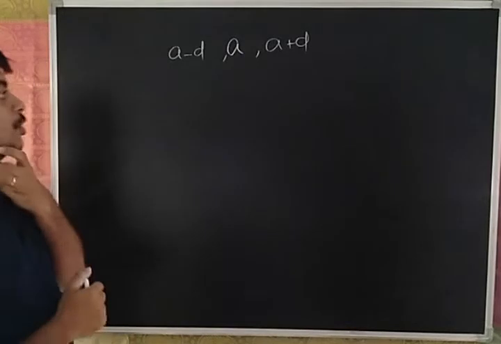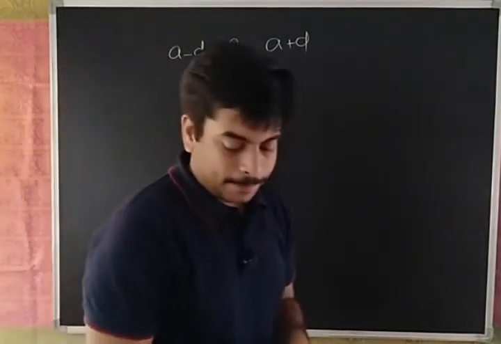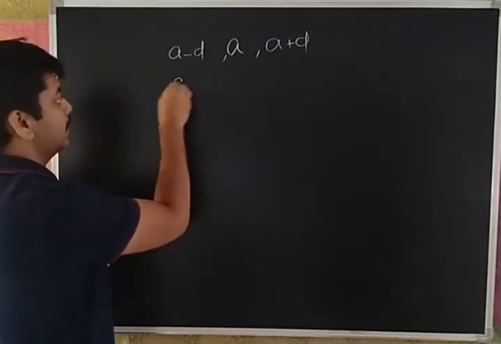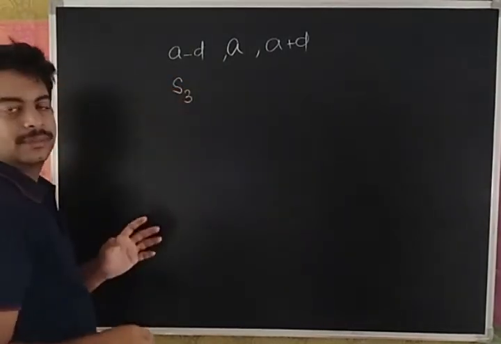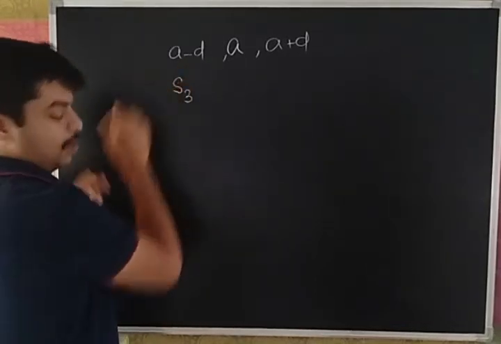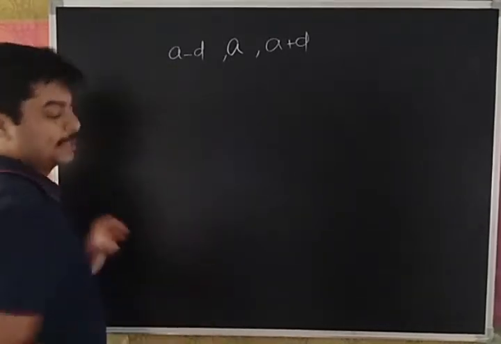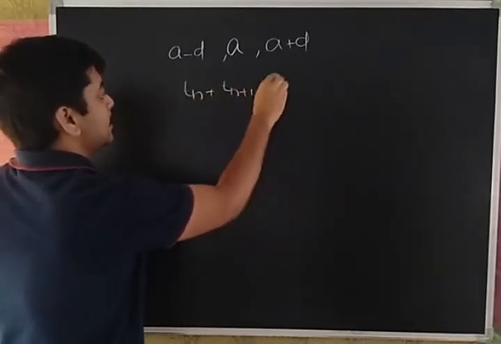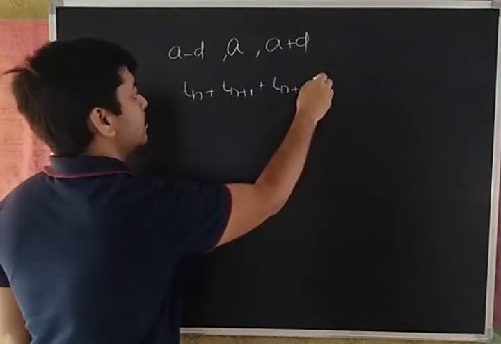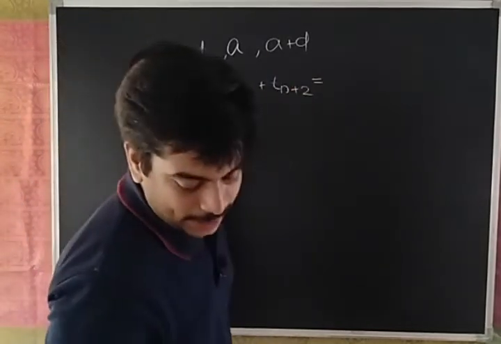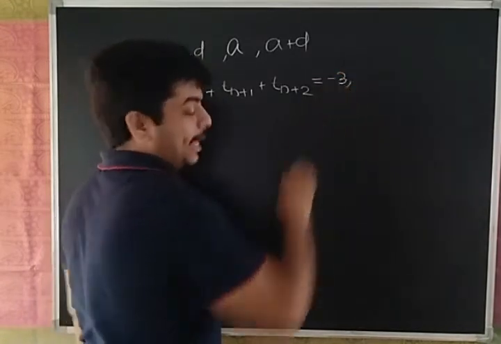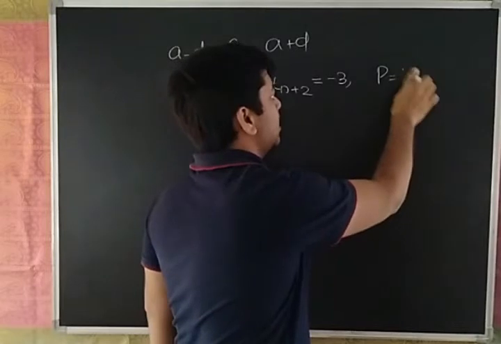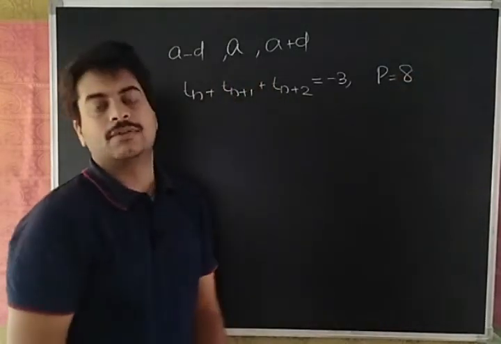So let us see one question. The sum of three numbers in AP is minus 3. Sum of three numbers, I am writing it as T1 plus T2 plus T3, or Tn plus Tn plus 1 plus Tn plus 2. The sum of three consecutive terms of an AP is given as minus 3, and their product is given as 8. So now the question is to find the numbers.